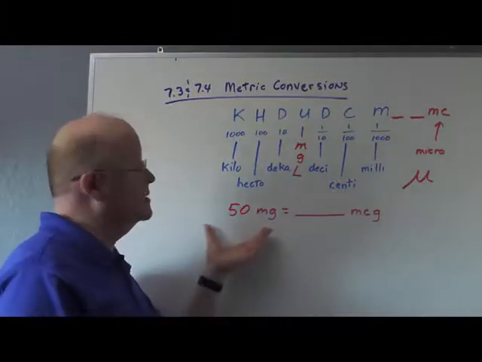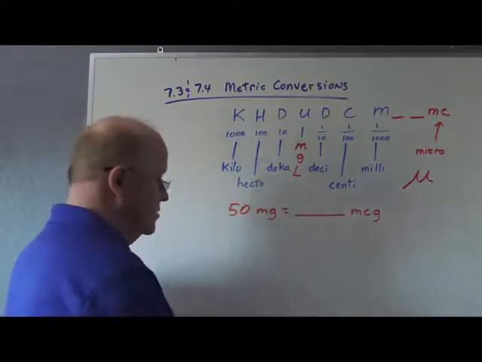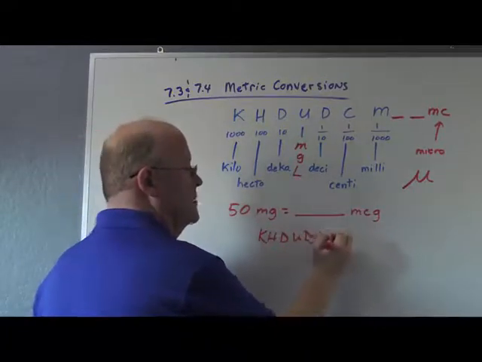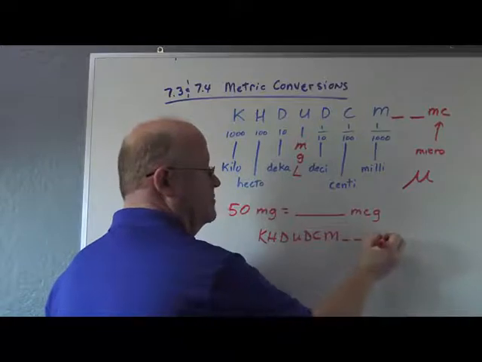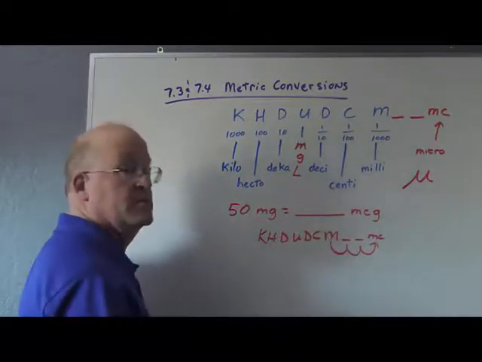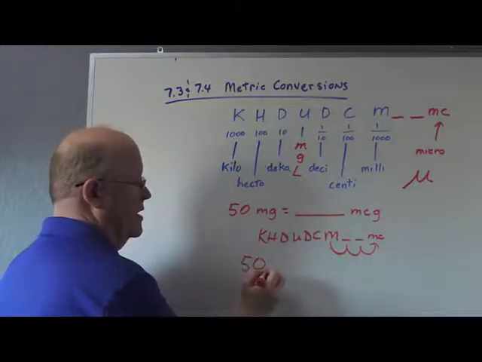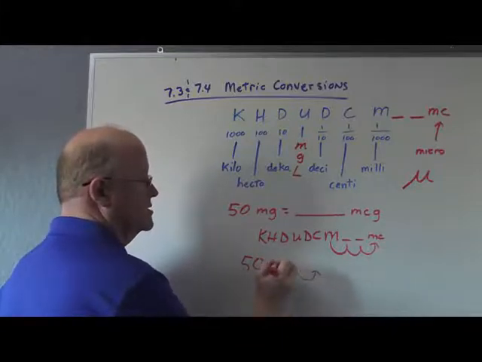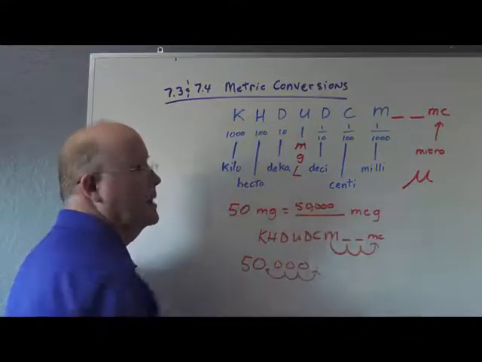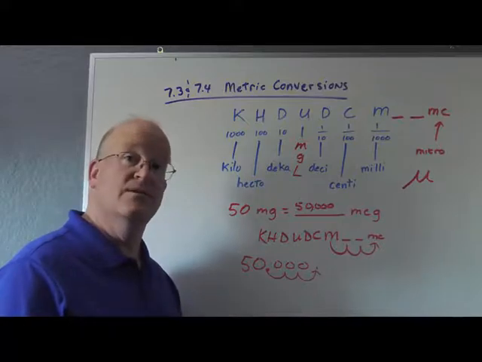Likewise, we may be asked to convert 50 milligrams into micrograms. So again, Kids Have Donuts Until Dad Calls Mom, position, position, micro. We're going from milligrams to micro, which is 3 positions to the right. So we're going to take our 50, which has the decimal there, move the decimal 3 places to the right, and we now have 50,000 micrograms. So that's really all there is to converting metric units. Good luck.